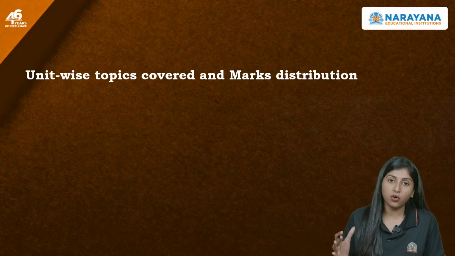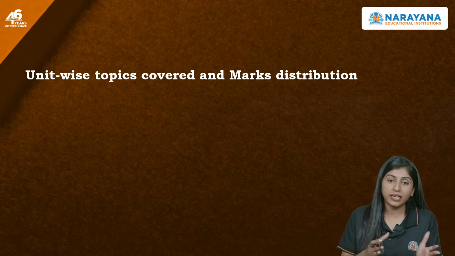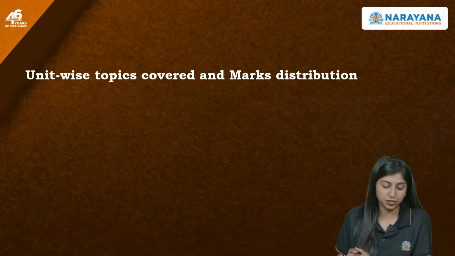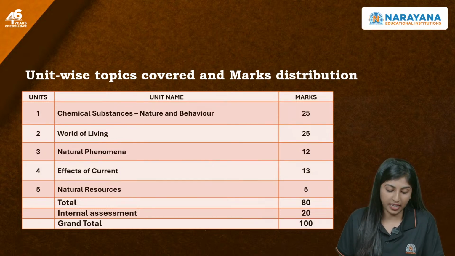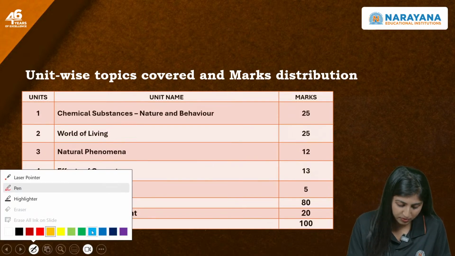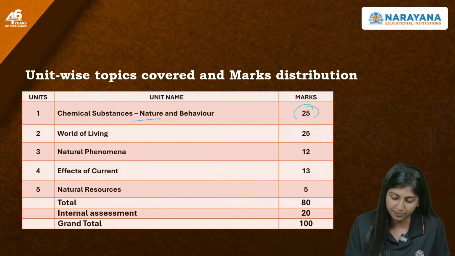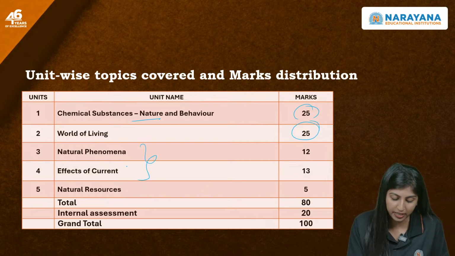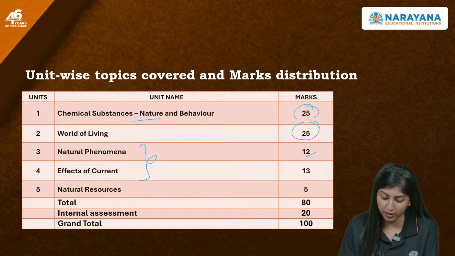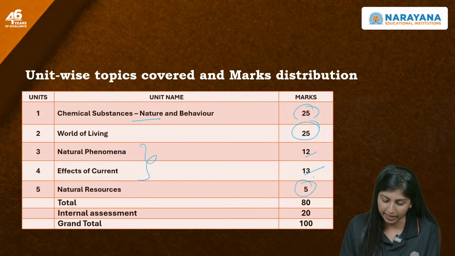Right? So when I talk about the unit wise topics covered and marks distribution, here are the five different units. That is, we have chemical substances, nature and behavior, that carries 25 marks. Then we have living world, that consists of biology, carrying 25 marks. Then we have natural phenomena and electric current, carrying 12 and 13 marks. And then we have natural resources, carrying 5 marks.